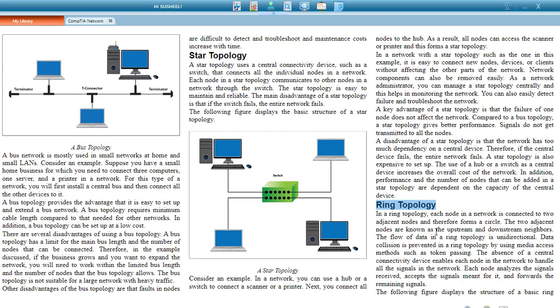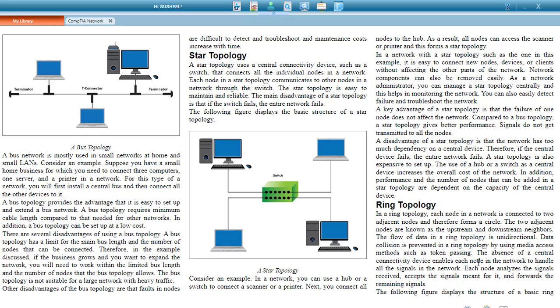Ring topology. In a ring topology, each node in a network is connected to two adjacent nodes and therefore forms a circle. The two adjacent nodes are known as the upstream and downstream neighbors. The flow of data in a ring topology is unidirectional. Data collision is prevented in a ring topology by using media access methods such as token passing. The absence of a central connectivity device enables each node in the network to handle all the signals in the network. Each node analyzes the signals received, accepts the signals meant for it, and forwards the remaining signals.